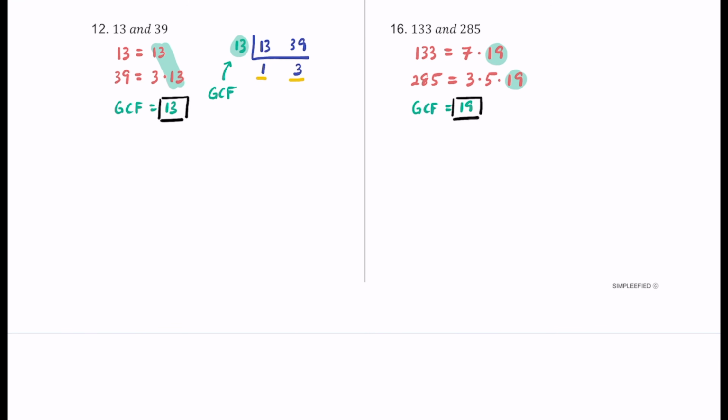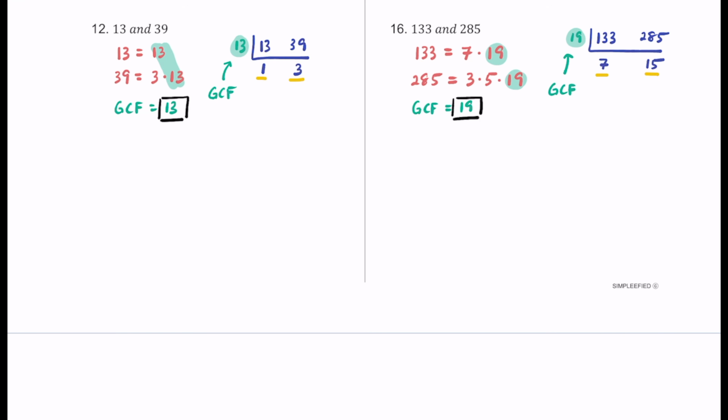And if we want to go ahead and use the other method here, it's definitely less writing, 133 and 285, but you got to be able to do some more division maybe in your head. And so 19 goes into both of these. Turns out 19 goes into 133 7 times. The prime factorization kind of helps with that. And then 19 times 15 is 285, just because 3 times 5 is 15. This 7 and 5 have nothing in common anymore. So this 19 over here on the side is indeed the GCF.